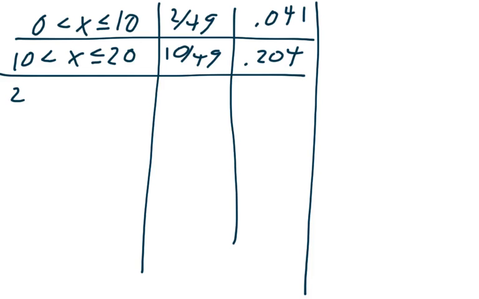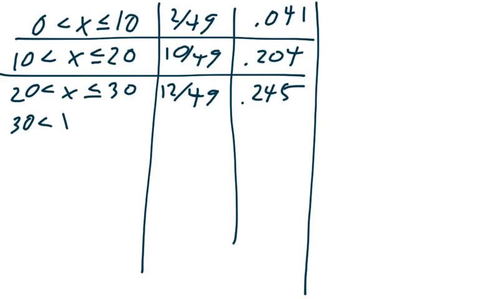And then from 20 up to 30, I'm going to count up 12. When I take 12 divided by 49, that's going to be 0.245.